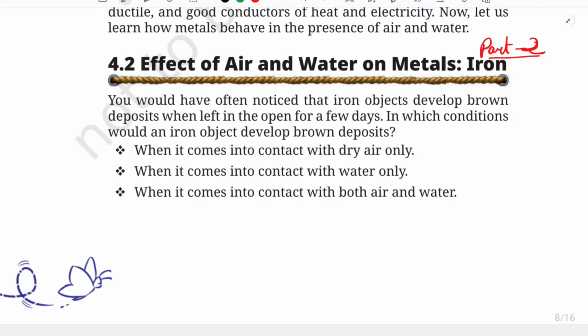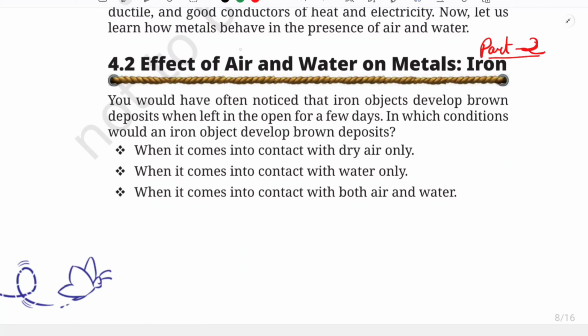Okay, so in our previous class, what have we learned? We have learned that metals are generally hard, isn't it? They are lustrous, that means they shine, and they are malleable, that means you can convert them into a sheet, like for example aluminum foil, isn't it? And they are ductile, that means you can convert them into a long wire, and gold and silver are the most ductile metals, and also they are good conductors of heat and electricity.